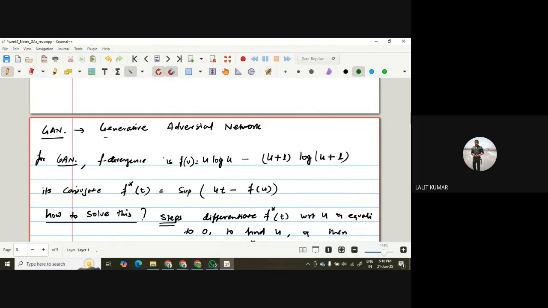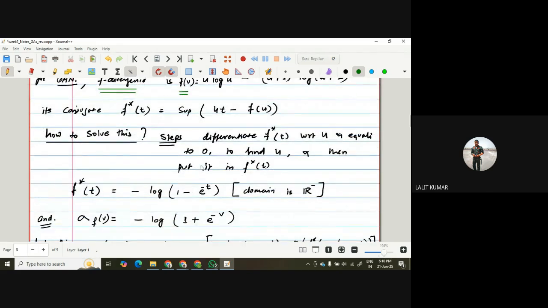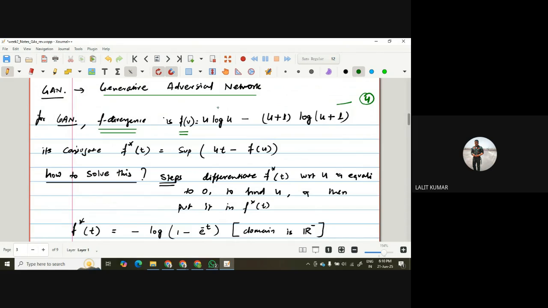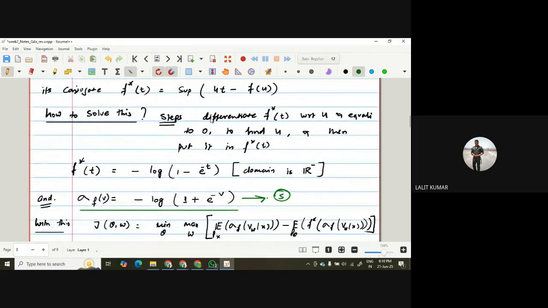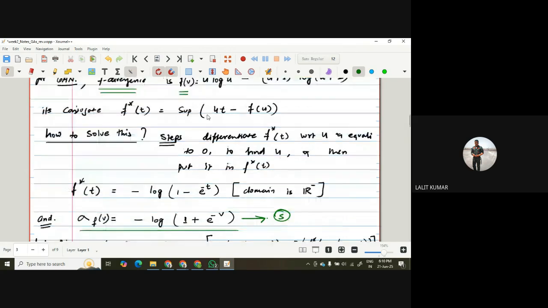In the GAN, the F divergence f(u) which we use is u log u minus (u plus 1) log (u plus 1). This is an important thing to remember, that in the GAN, this is the F divergence. And for this F divergence, the activation function, which I covered earlier, has to be specific. So u log u minus (u plus 1) log (u plus 1) is the F divergence, and the activation function is minus log (1 plus e to the power minus v).